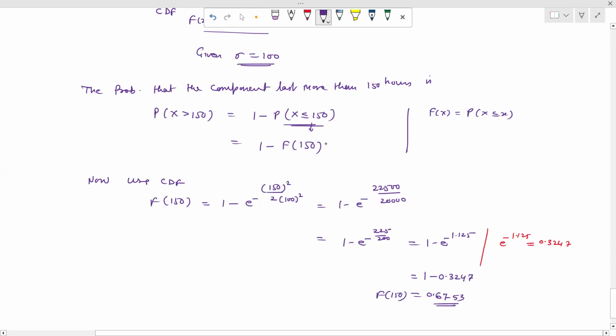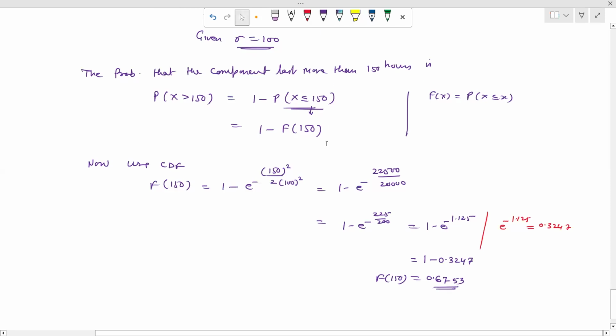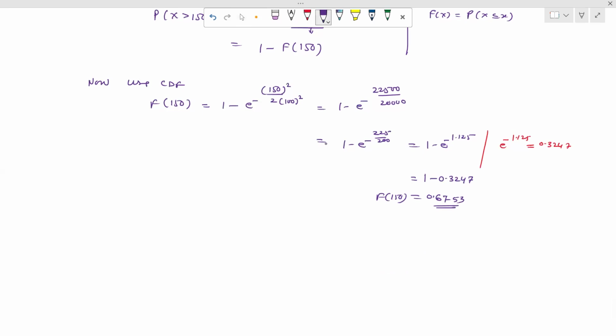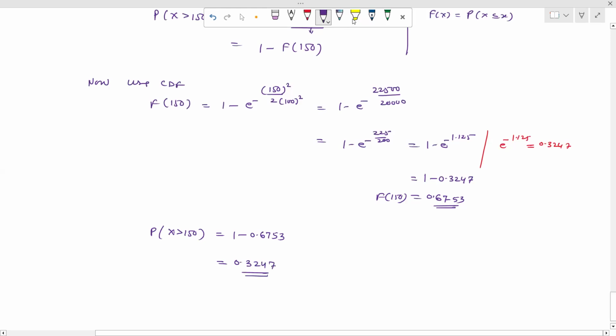So the probability P when x is greater than 150 hours can be written as 1 minus 0.6753, which is equal to 0.3247. So this is our answer. 32 percent chances are there that your component lasts more than 150 hours.